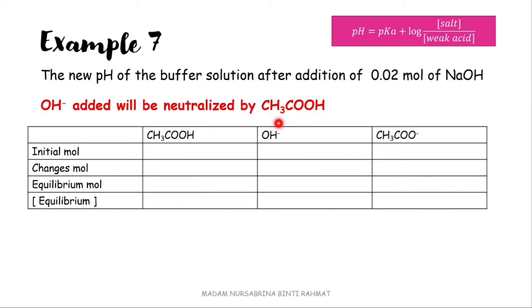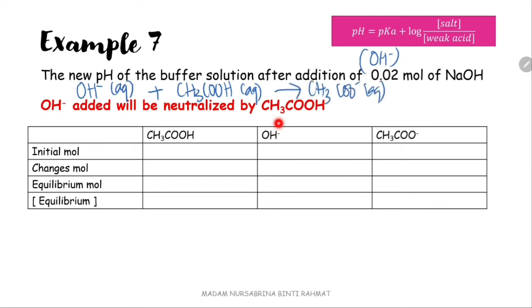So what if I add 0.02 mole of NaOH? This is a base which contains OH negative, so it will be neutralized by the acid component present in our buffer. First write down the neutralization equation taking place so that you can know which one is increasing in concentration and which one is decreasing in concentration, because it will be related to your ICE table calculation in the next step.